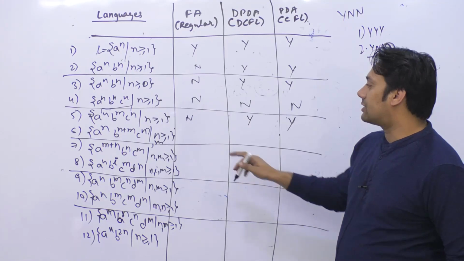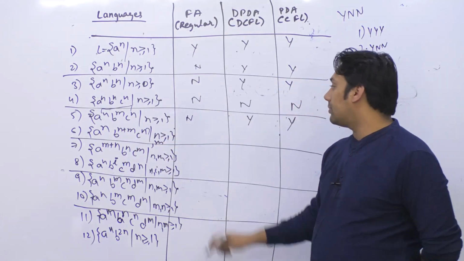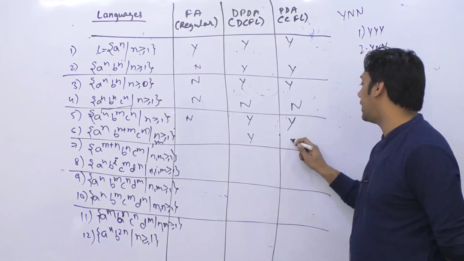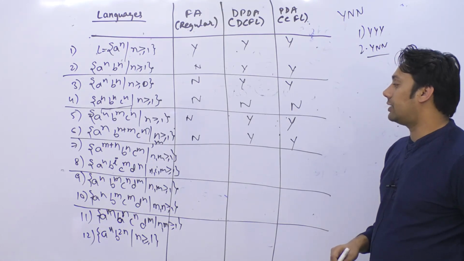So this is a raised to power n, b raised to power n plus m, c raised to power m. So then you can make a DPDA as well as an NPDA for this, but you will not be able to make a finite automata.